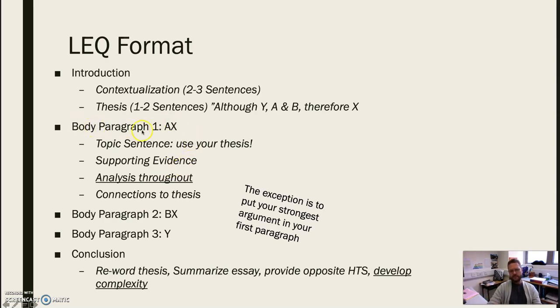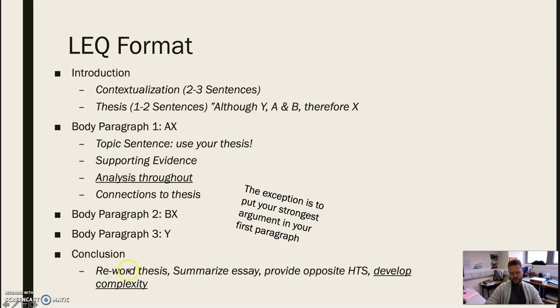So then, after body paragraph 1, you're going to hit body paragraph 2, which is BX, and then body paragraph 3, which is Y, right? And that is your counter argument. You are going to have to provide evidence to support your counter argument. You're going to do the same thing with these 3, providing both sides, and that's going to help add complexity too, right? If you're able to show both sides of the historical thinking skill, it's going to add complexity. Another thing you want to do is, like I said, during your analysis throughout, is throwing in as many historical thinking skills as you can fit in.